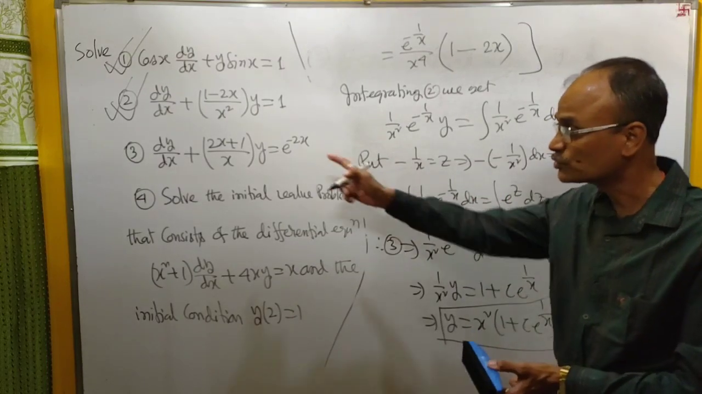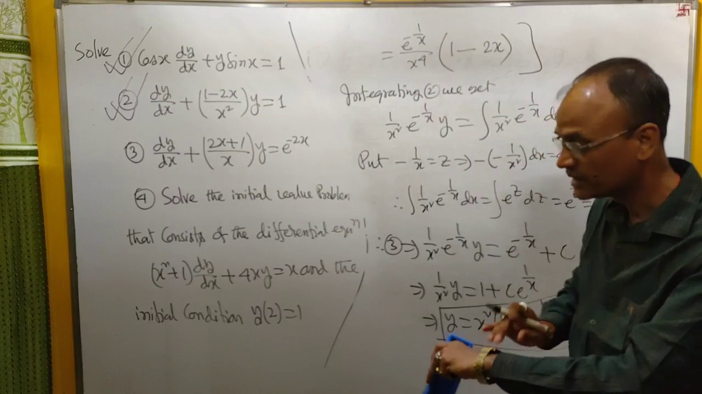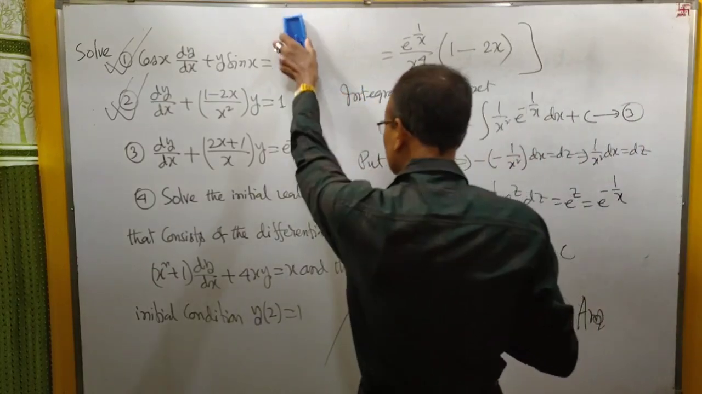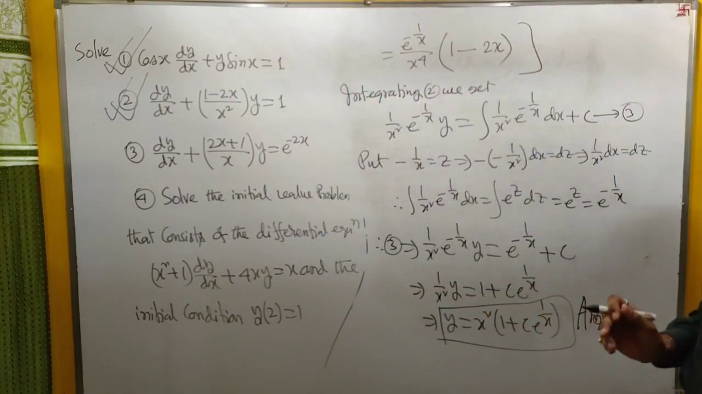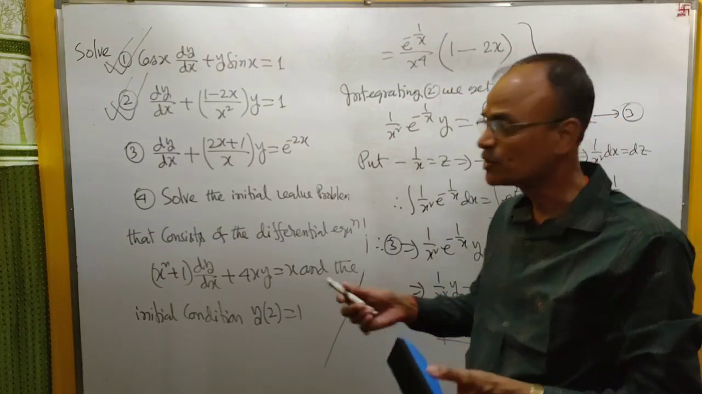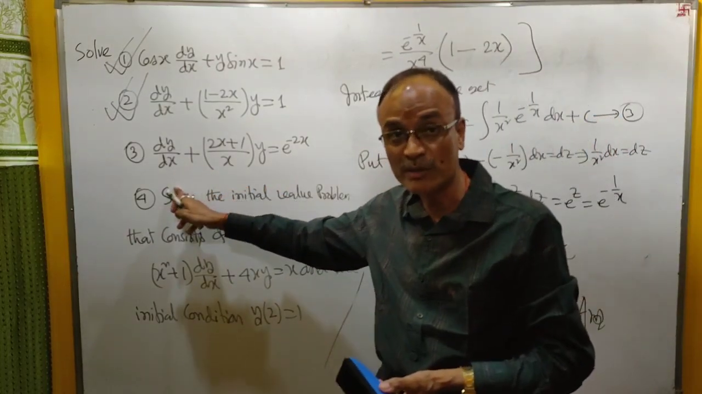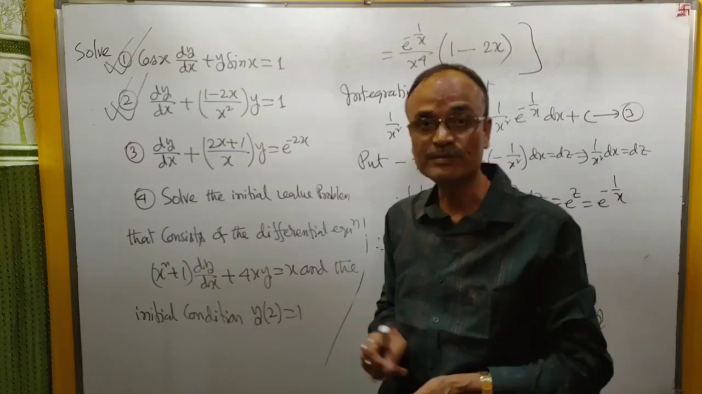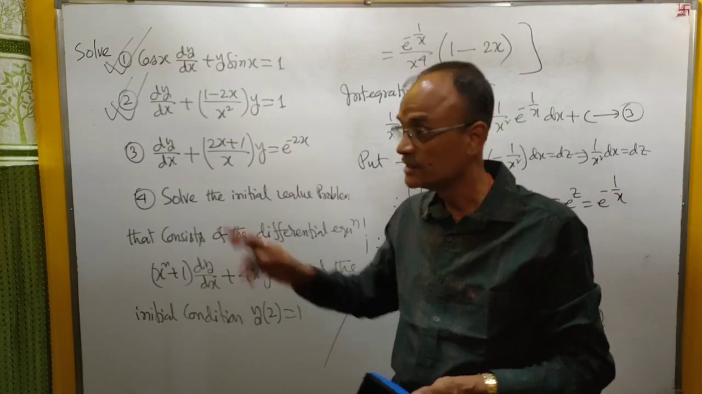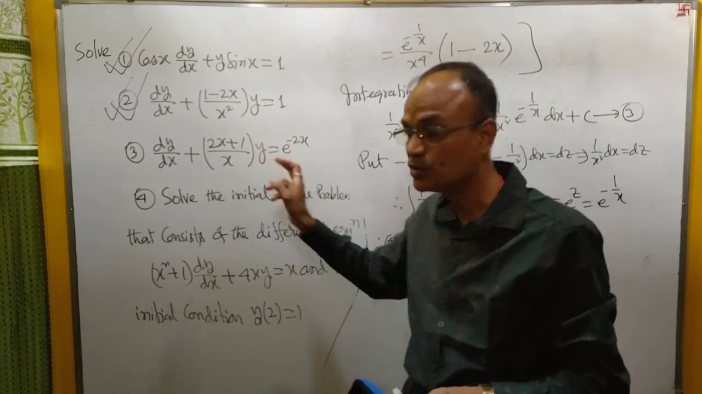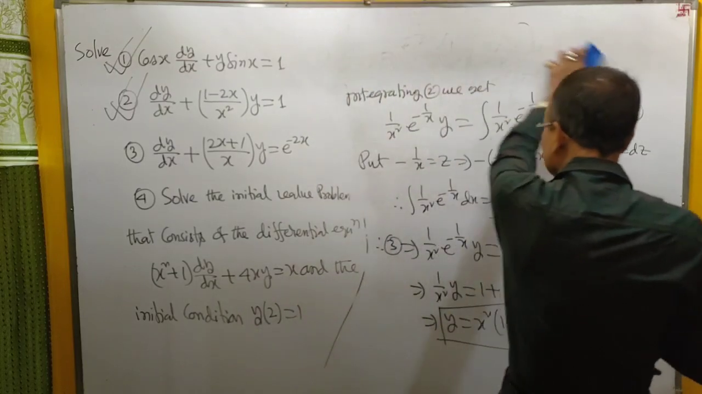Now, let us come to solve the equation number 3. Similar problem. It is also a linear differential equation because it is of the form dy by dx plus py equal to q. It is of the form this.